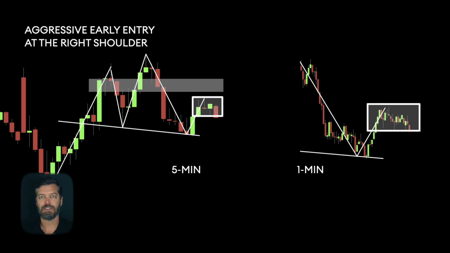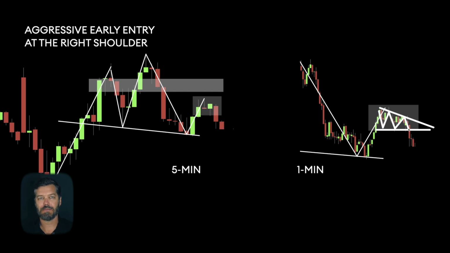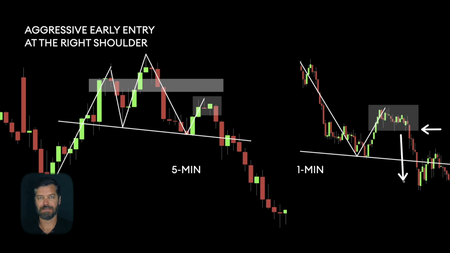Now, on the 1-minute chart, you see a descending triangle pattern forming right at that resistance level, adding further confirmation of a potential reversal. When the price breaks below the descending triangle, this confirms the reversal from an uptrend to a downtrend, and also completes the right shoulder of the head and shoulders pattern on the higher time frame. At this point, you'd enter a short trade, capitalizing on the confirmed trend change.